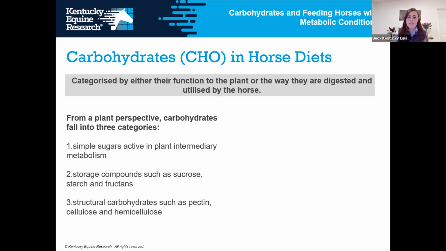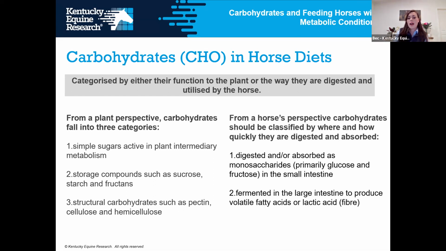From a plant perspective, carbohydrates fall into 3 categories. So simple sugars are active in the plant's metabolism. Secondly, we've got storage compounds, which are in terms of starch and fructans, which I'm sure you've all heard about. And then thirdly, we've got the structural carbohydrates that are cellulose and hemicellulose.